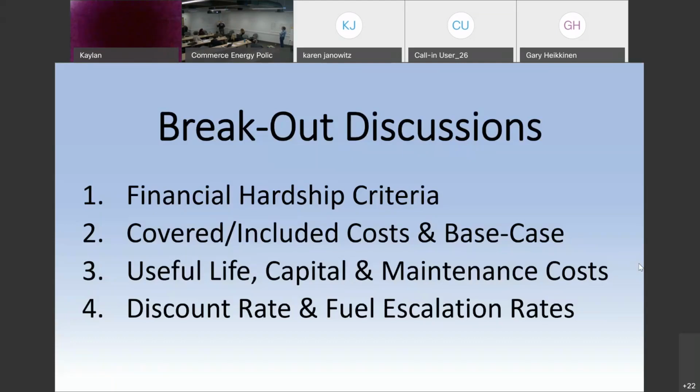With respect to utility fuel escalation rates, I presented the idea that fuel escalation rates in state government are based on the NIST Western Area Census Region annual update. We had folks say perhaps we use that, or if there's some escalation rate published by the utility, you could use that. That was about the only variant that I can recall.